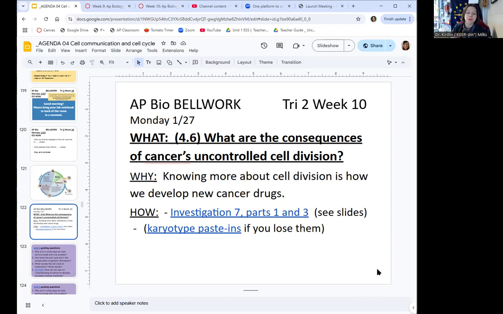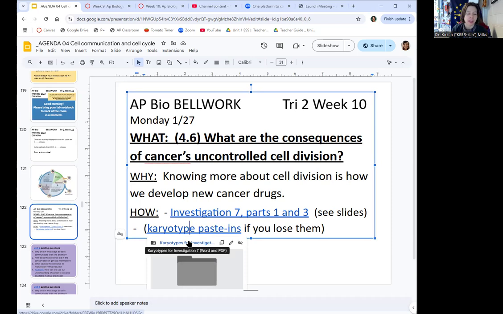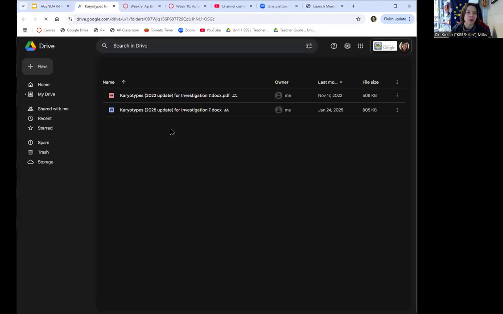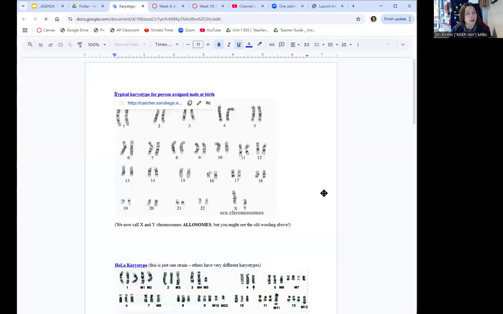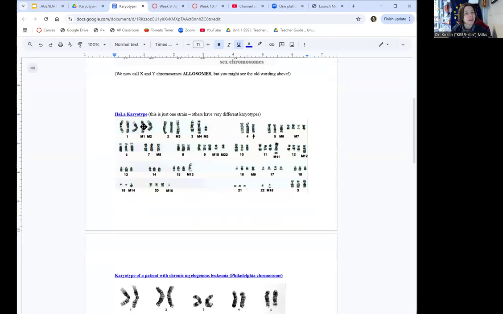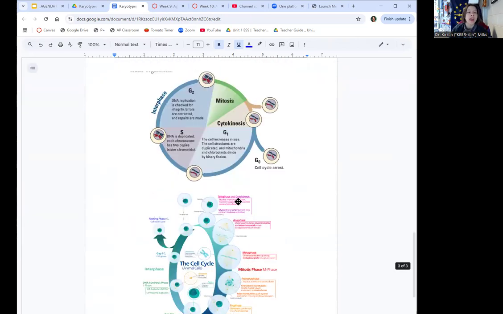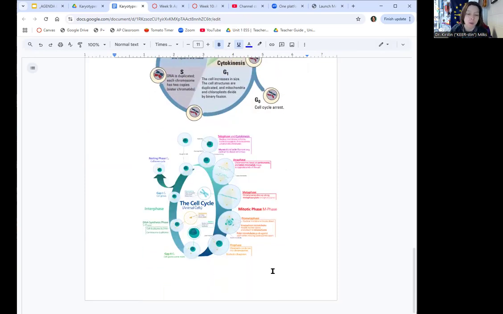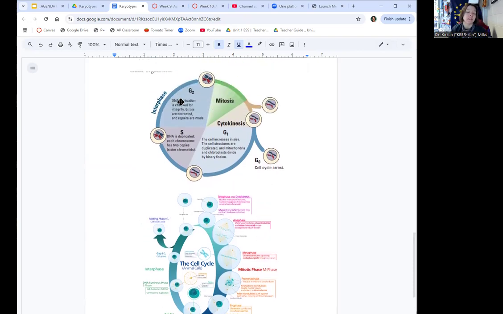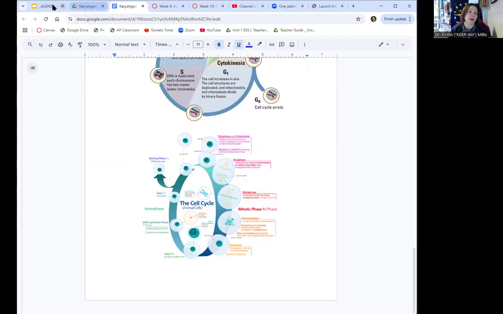So today we're going to do investigations part 1 and part 3. If you have not been here, you're going to get some karyotypes. If you click through here, you're going to want to use the 2025 update, which is going to give you a typical karyotype for somebody assigned male at birth, a HeLa karyotype, the karyotype of a patient who has something called Philadelphia chromosome. And then I've given you that same picture and a picture of the cell cycle with all the different pieces. This one's going this way, but it's useful to think about many different representations. So both of these are going to go into your lab notebook.